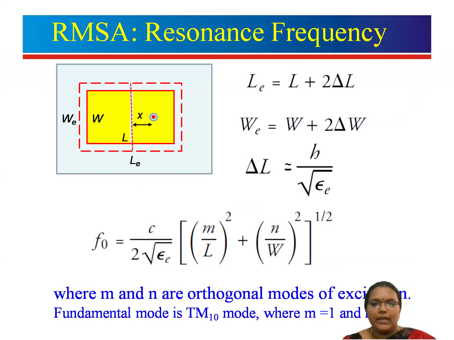Delta L is given by h by root epsilon E. f0 is equal to c by 2 root epsilon E into (m by L) whole square plus (n by W) whole square, whole power 1 by 2, where m and n are orthogonal modes of excitations. Fundamental mode is TM10 mode, where m is equal to 1 and n is equal to 0.